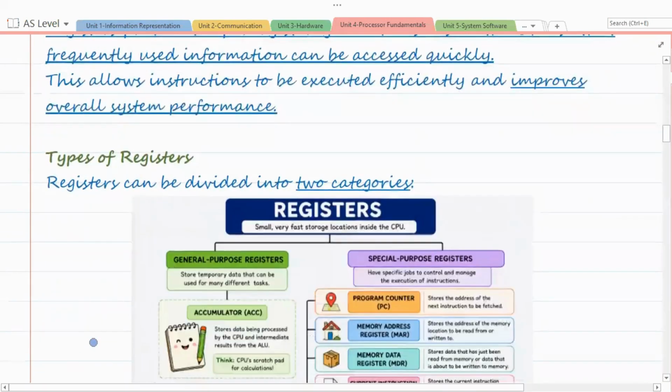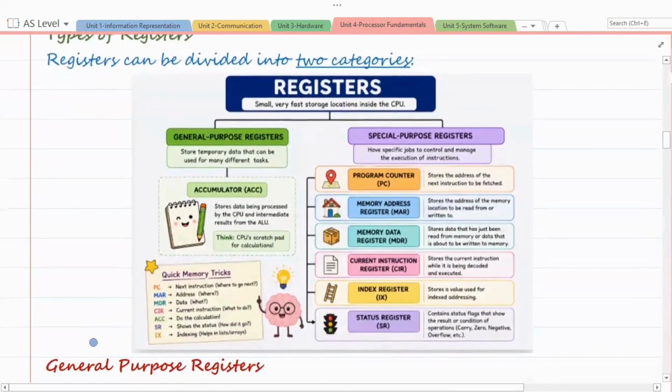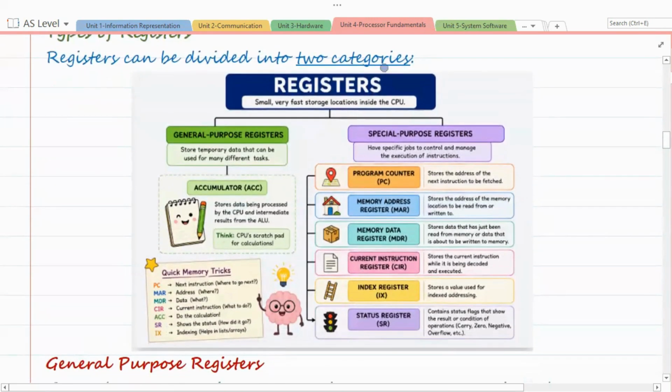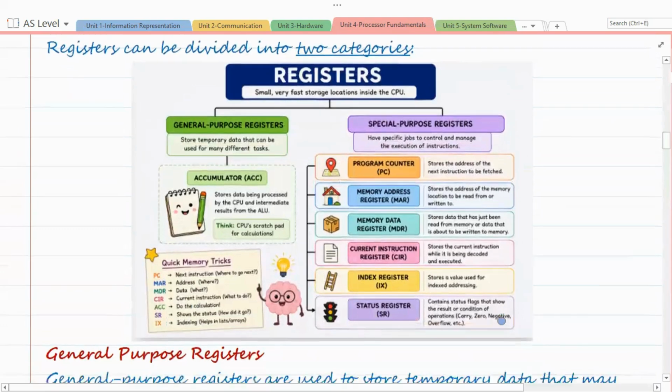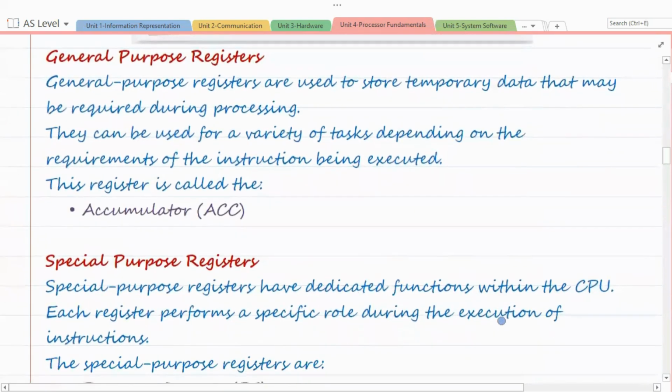Now let's also talk about types of registers. Registers can be divided mainly, as per your syllabus requirement, into general purpose registers and special purpose registers. Under general purpose registers, we'll learn about the accumulator, and under special purpose registers, we'll cover the program counter, memory address register, memory data register, current instruction register, index register, and status register. Let's understand each one of these one by one.